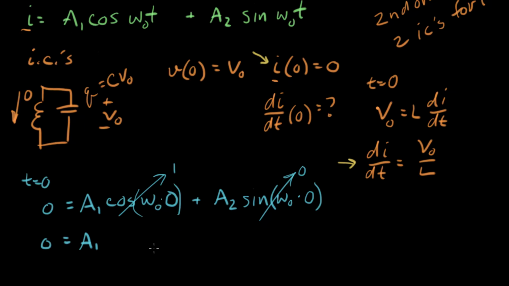Okay, and A1 equals 0 means that this entire term of our solution just dropped out. All right, let me write what we end up with. I equals A2 sine omega naught t. This whole term here just dropped out of the solution. So here's our proposed solution down here. Now we need to go after A2. Let's do that.